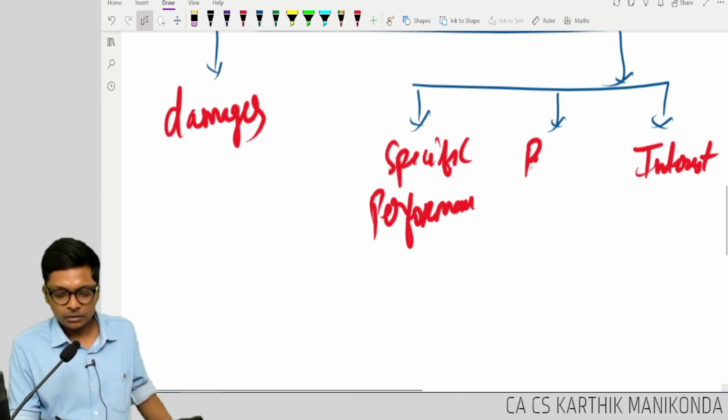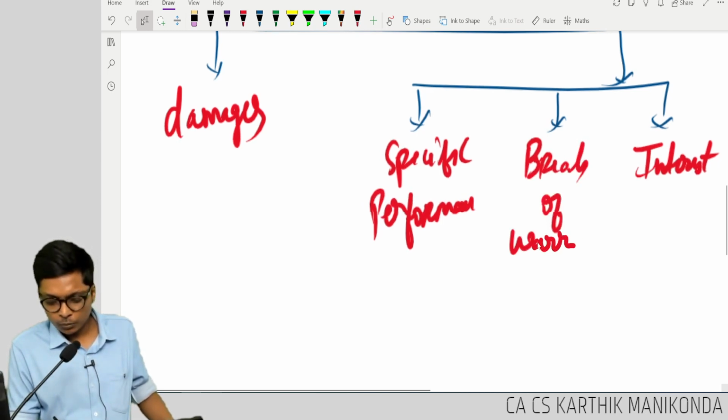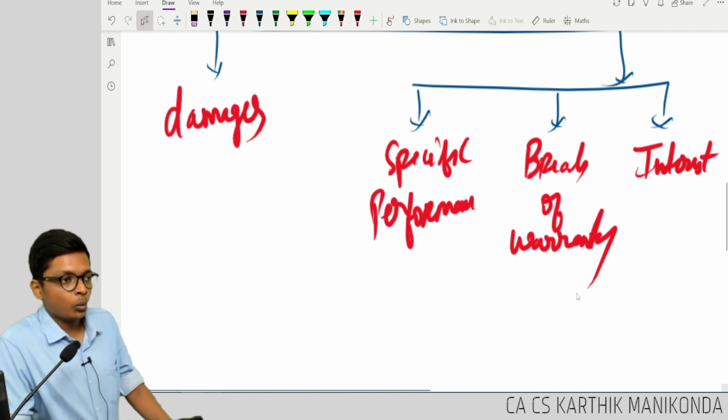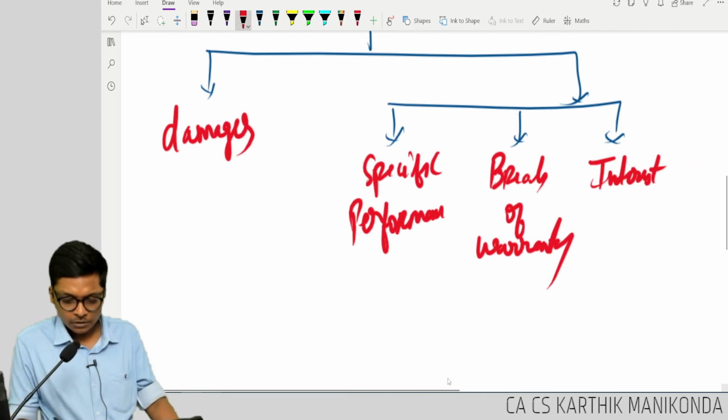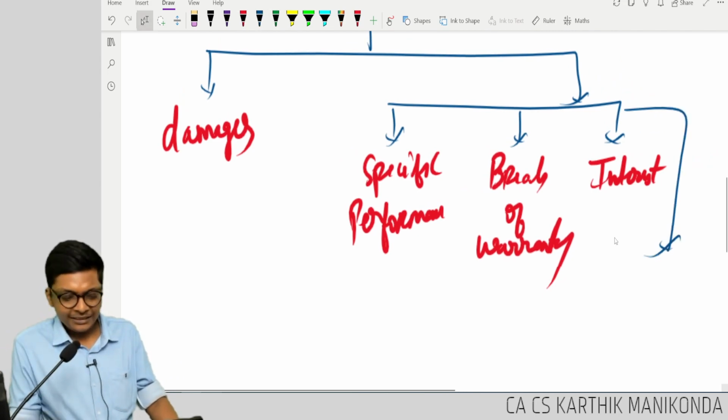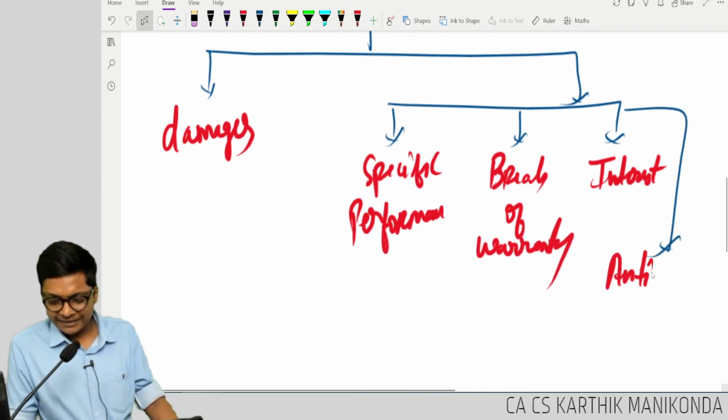Next, suit for interest. Next, breach of warranty. What is breach of warranty? Quality is not met, so you will claim for damages. And the last point, anticipatory breach. That comes basically in both places.